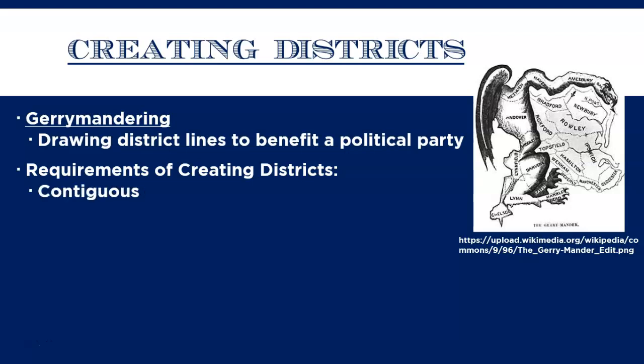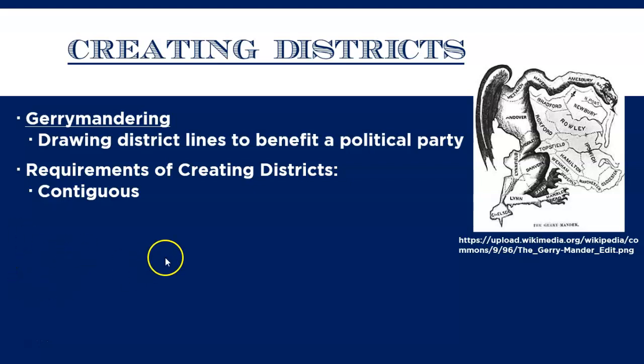Here are some requirements of creating districts. It has to be contiguous. It has to be basically touching or sharing a common border. So you can't just have a little area over here that's District 1, and then a small area over here that's out by itself, not touching anything in District 1, and be a part of District 1. It has to be continuous and all in the same area and share the same borders.